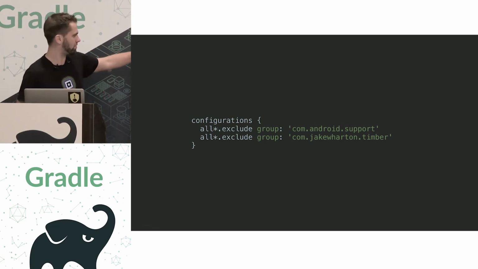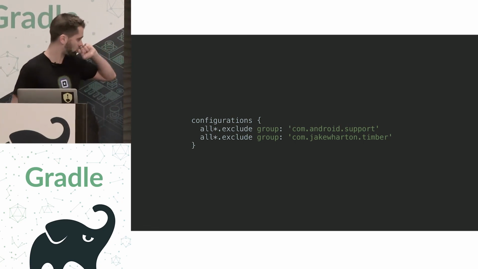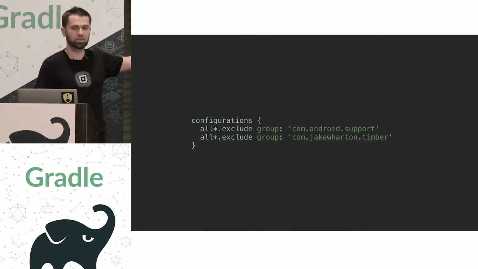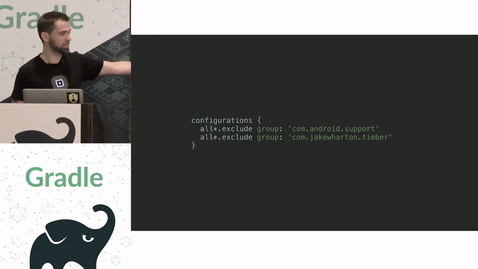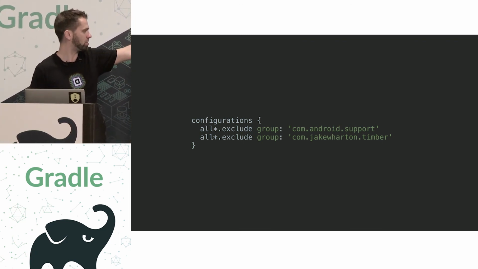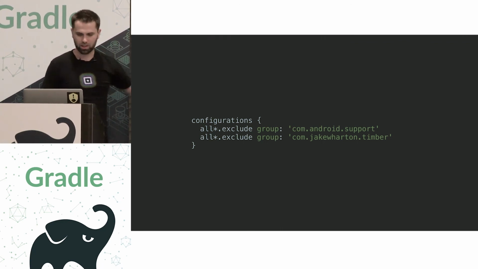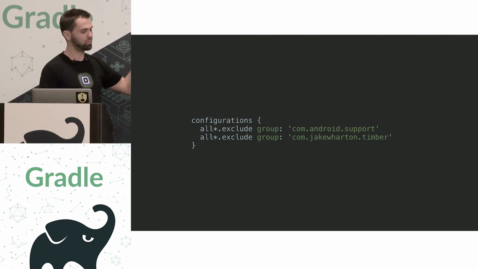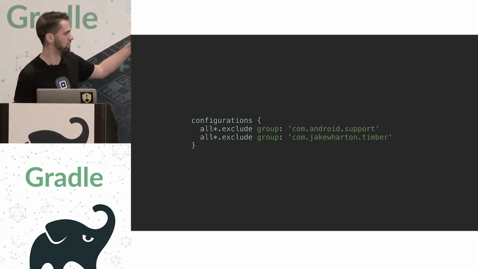So this is interesting. I hadn't seen that operator before. It's called the spread dot operator. So all is all of the configuration. It's actually a list. And star dot means you need to call the method called exclude on every single value of this collection, which is all. So it basically says for every configuration, you should exclude the dependency group Android support.